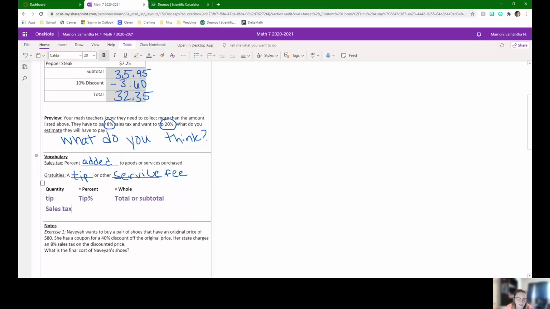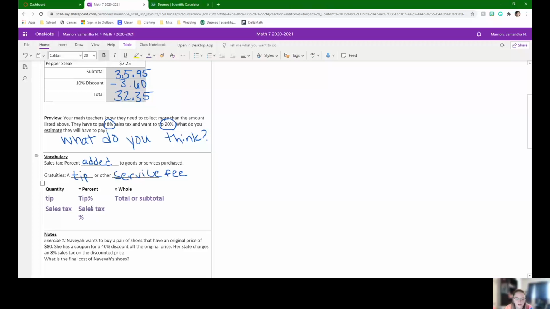Your sales tax is going to be that amount added on. It's not going to be the bill plus the sales tax. So you're going to do your sales tax percent, and then the whole is the subtotal. So sales tax is always on the subtotal, or on the total after the discount. They can't tax you on the total before a discount if you do have a discount.